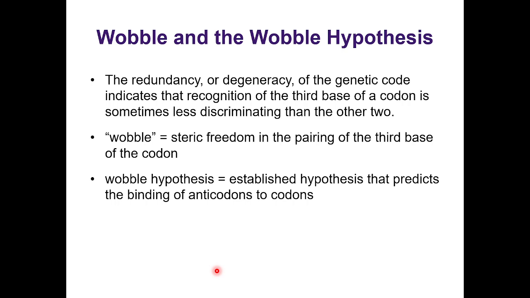Redundancy or degeneracy of the genetic code indicates that the recognition of your third base of a codon is sometimes less discriminant than the other two. This is known as the wobble. So the wobble is the steric freedom in the pairing of the third base of the codon. The wobble hypothesis is the established hypothesis that predicts the binding of anticodons to codons.